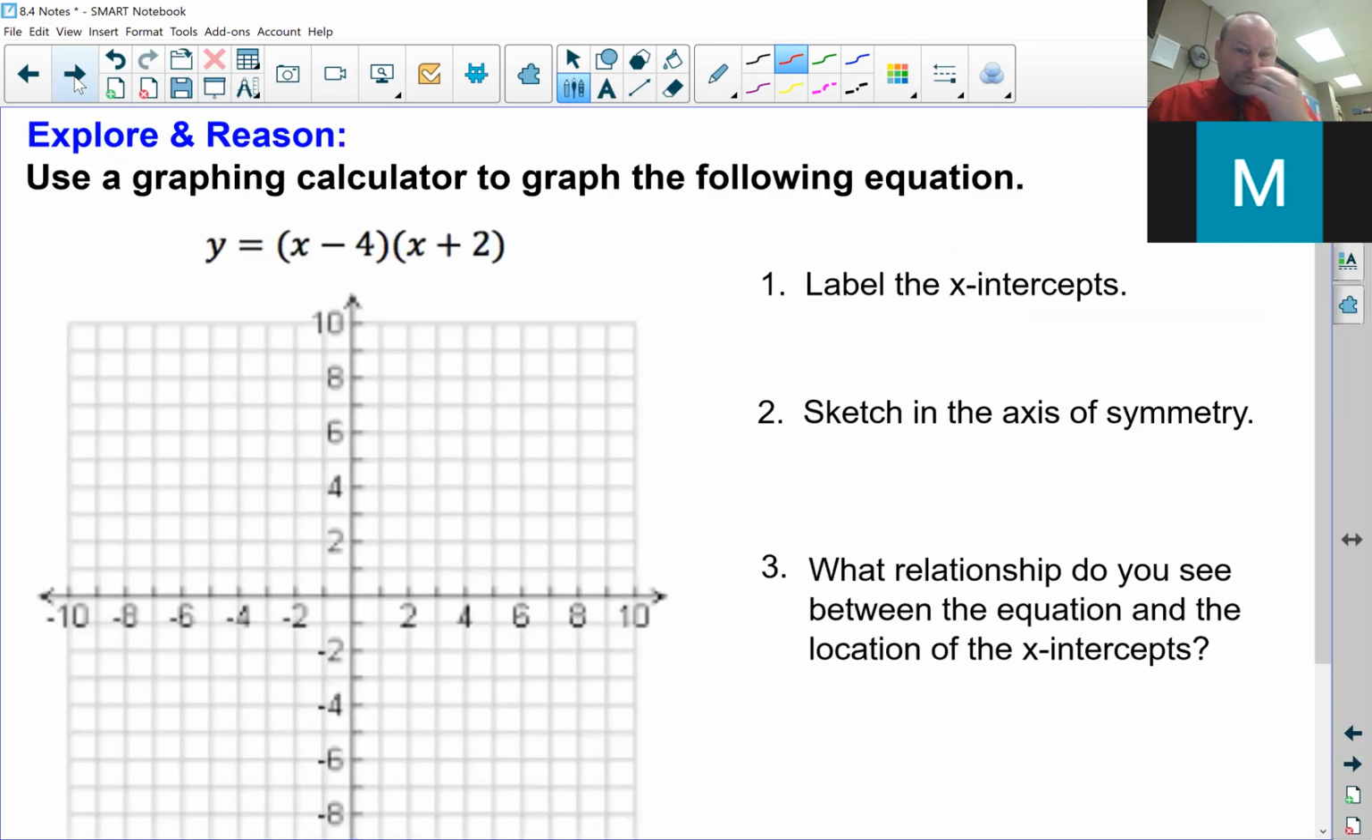So it says using a graphing calculator, graph the following equation. y equals x minus 4 times the quantity x plus 2. Label the x-intercepts, sketch the axis of symmetry. What relation do you see between the equation and the location of the x-intercepts? So we're going to graph that. I'm going to stop sharing for a second here so I can get the calculator out.